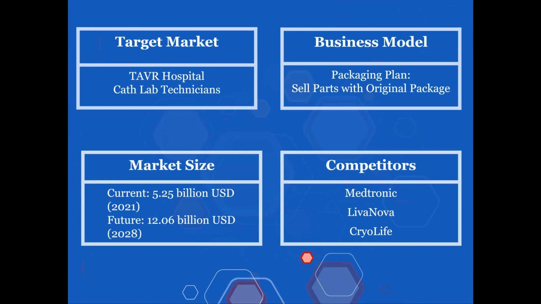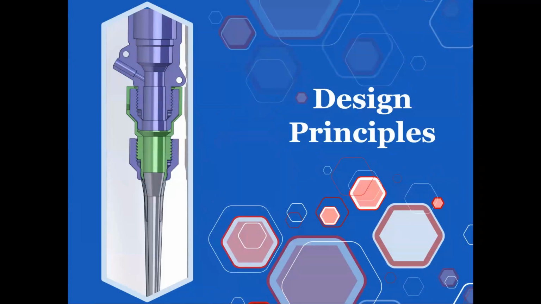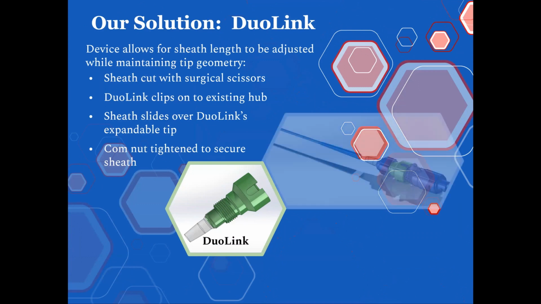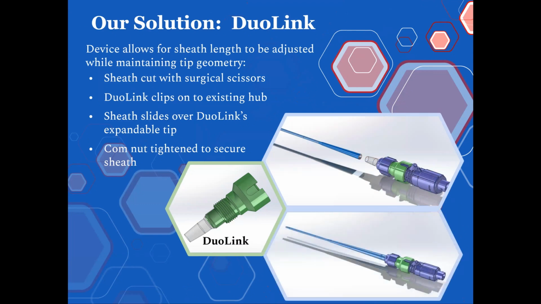Design principles. Our device, the DuoLink, allows clinicians to adjust the sheath length to match the patient's vasculature at various access points while maintaining the original tip geometry. To implement our device, a clinician first cuts the sheath flush with the hub. The device is then snap-fitted onto the hub. The clinician then slides the sheath onto the DuoLink expandable tip. Finally, the compression nut is tightened to secure the sheath.